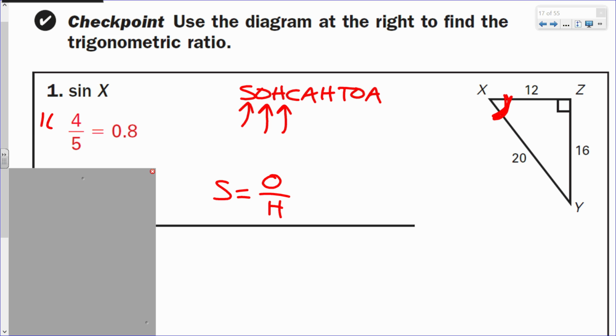So 16 over 20 reduces to 4/5, right? If you take 16 over 20, opposite over hypotenuse, and reduce that fraction, it becomes 4/5. 4/5 on your calculator becomes 0.8. Go ahead and copy that in.